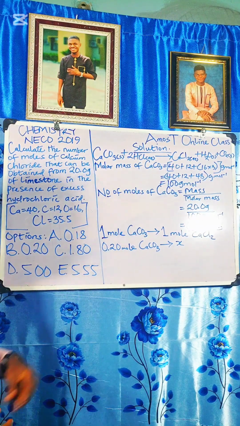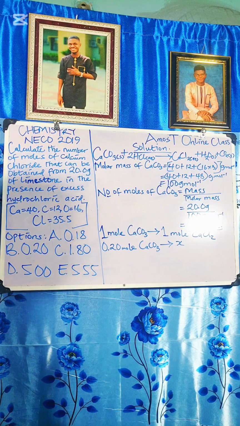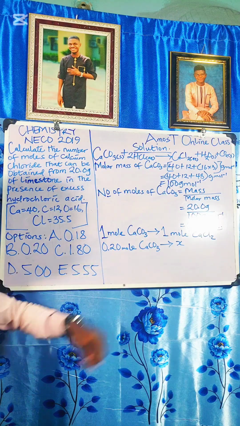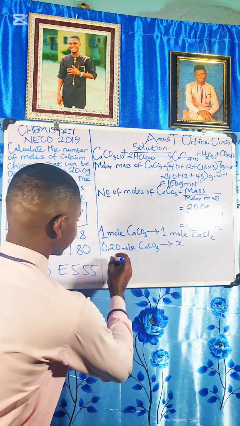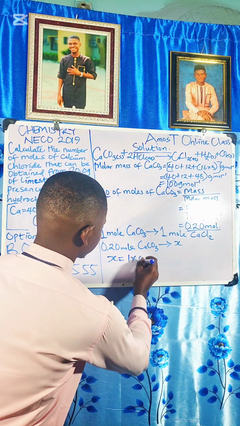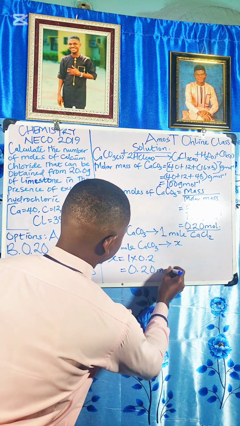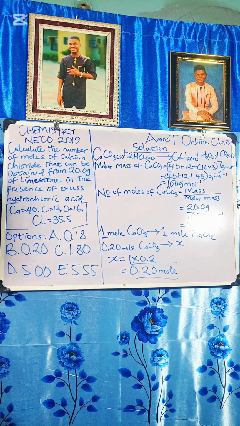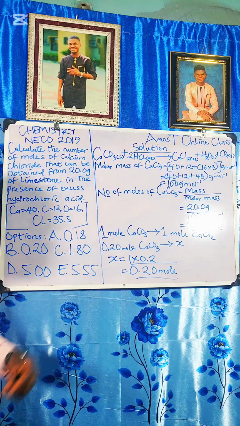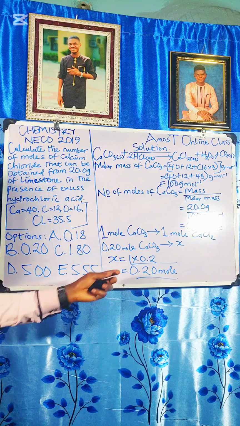One mole of calcium carbonate yielded one mole of calcium chloride. So 0.20 mole of calcium carbonate will yield X mole of calcium chloride. So by simple mathematical relationship, we're going to have X equals 1 times 0.2. So 1 times 0.2 is still equal to 0.20 mole. So that is our final answer.